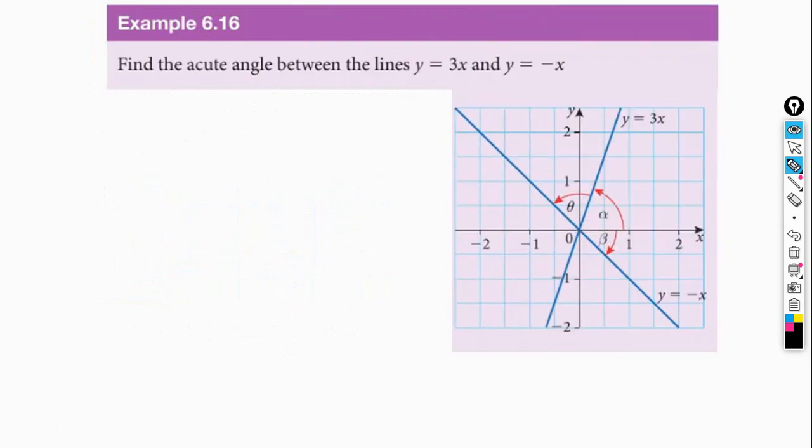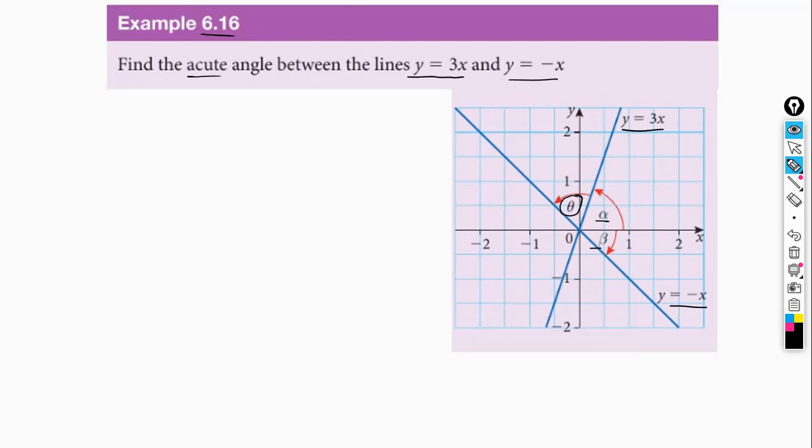So now we're going to take a look at example 6.16, and it says find the acute angle between the lines y equals 3x and y equals negative x. So this is the line with equation y equals 3x, and this is the other line with equation y equals negative x. So they want us to find the acute angle between them, which is theta. But to solve for theta, first we will need to find alpha and beta. And we can find those measurements using inverse tangent.